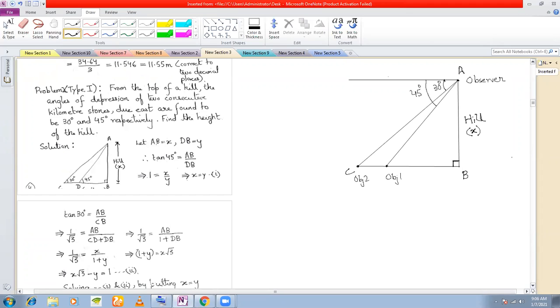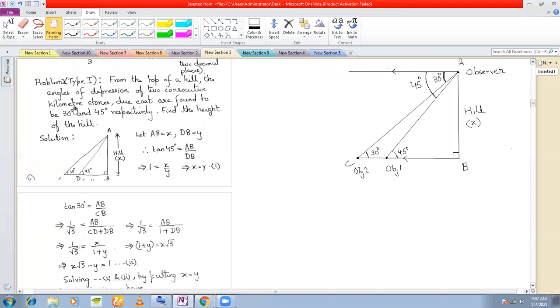Now if this angle is 30°, this angle must also be 30°, because these two lines are parallel. This angle is 45°, so this angle is also 45°. With the help of these two angles, we are going to find out the height of the hill.